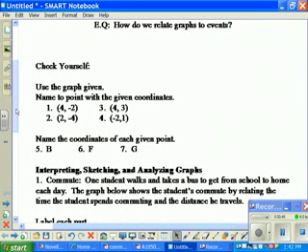Start here. 4, 2. Or negative 2. Yours are, yeah. I don't think I did them though.